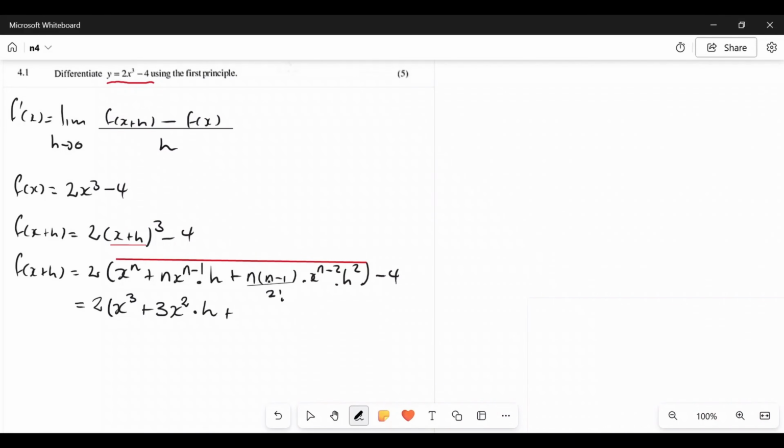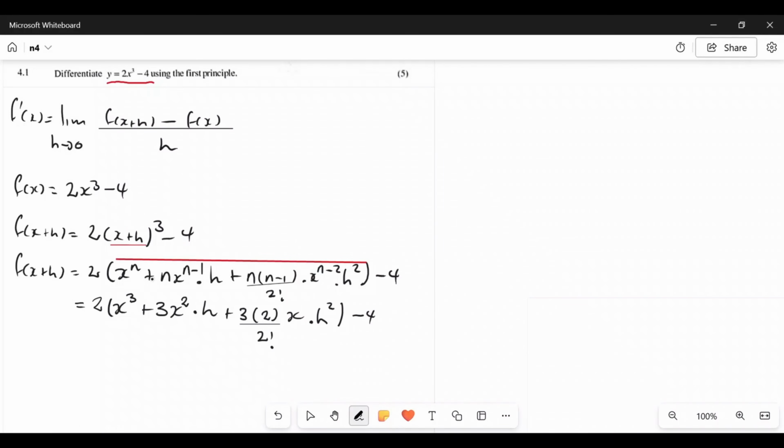So the third term, we have n, which is 3 there, open bracket, we have n minus 1. Remember, 3 minus 1 is going to give us 2. All this is divided by 2 factorial. There we go. And then we have x to the power of n minus 2, which is going to be 3 minus 2 as exponent. This is going to give us 1. Even if you don't write anything there, it's fine. Multiplied by h squared. Close bracket, minus 4.